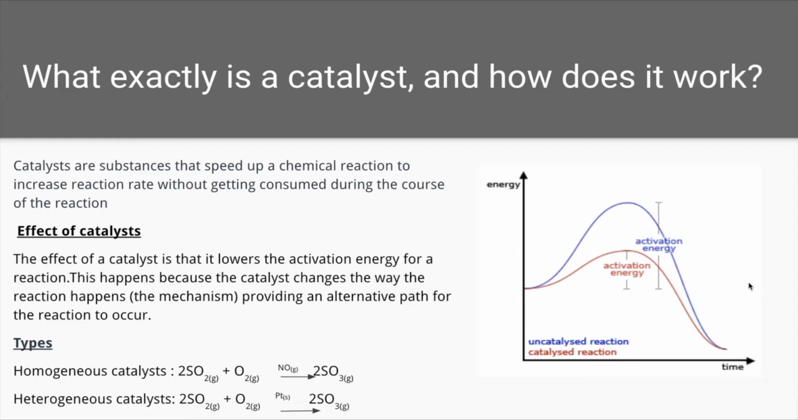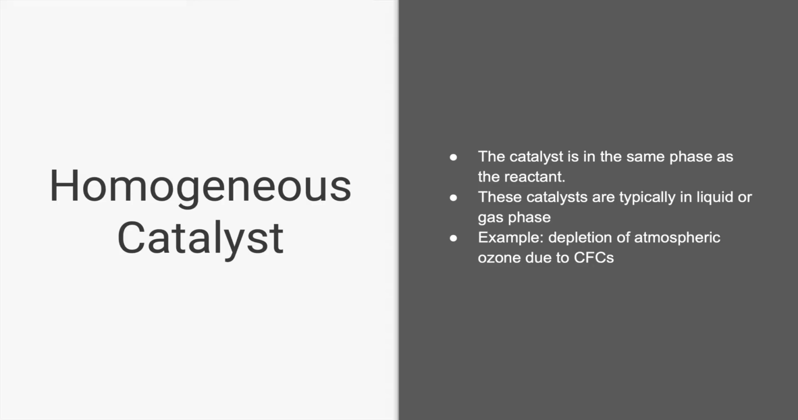There are many types of catalysts. Catalysts in the same phase are called homogeneous catalysts, while those in a different phase are called heterogeneous catalysts, and we will talk about this later. First we have the homogeneous catalyst. Homogeneous basically means that the catalyst is in the same phase as the reactant, so they're typically found in liquid or gas form.